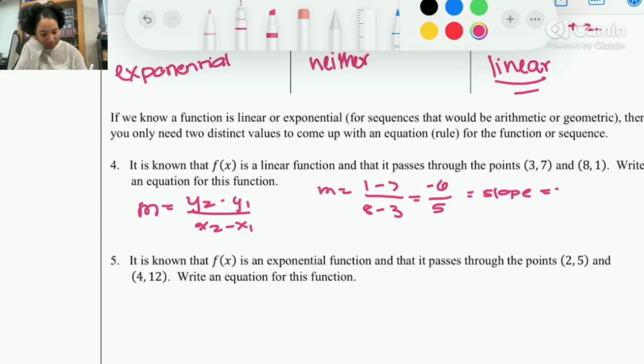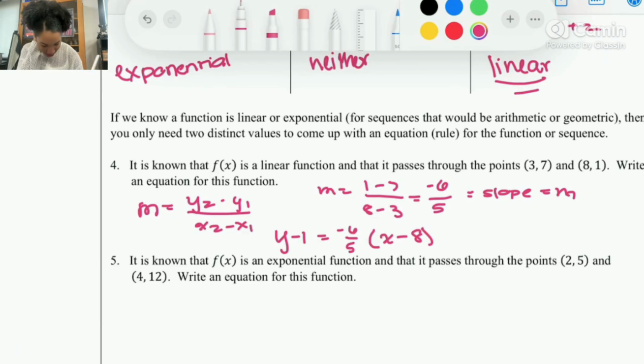Or in this case, our m. Oh, wait, it's over there. Same thing. Okay, so now we're going to write the point slope form equation. So it's going to be y minus 1 is equal to the slope -6 over 5 times x minus 8.